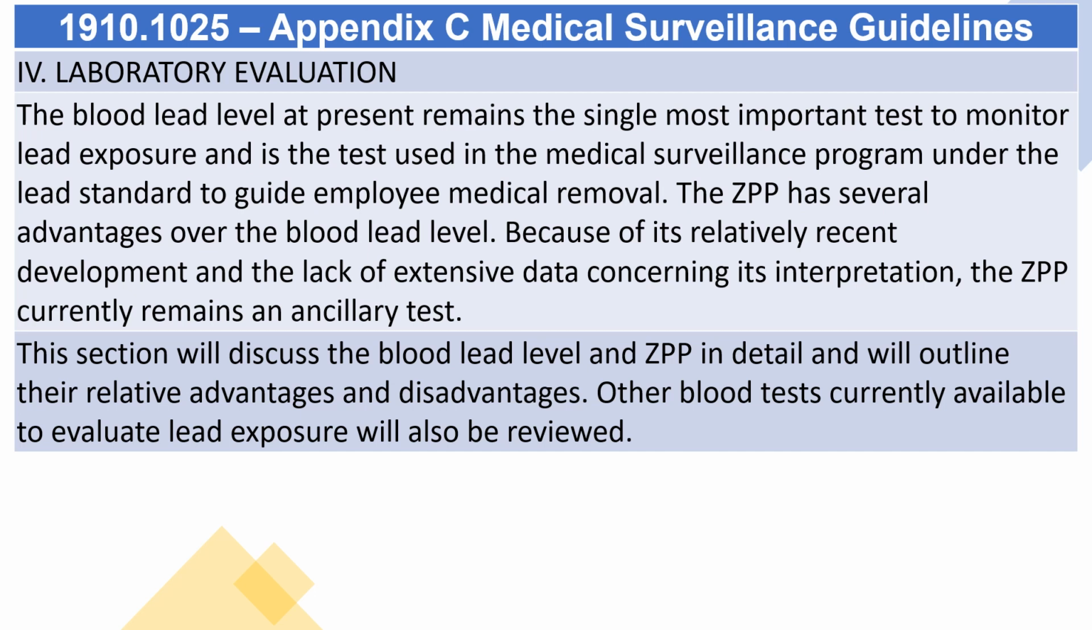The ZPP has several advantages over the blood lead level. Because of its relatively recent development and the lack of extensive data concerning its interpretation, the ZPP currently remains an ancillary test. This section will discuss the blood lead level and ZPP in detail and will outline their relative advantages and disadvantages. Other blood tests currently available to evaluate lead exposure will also be reviewed.